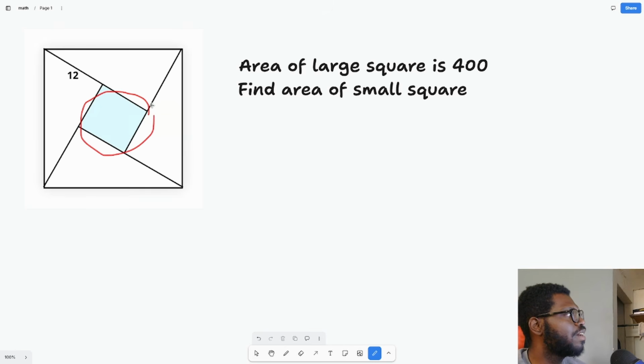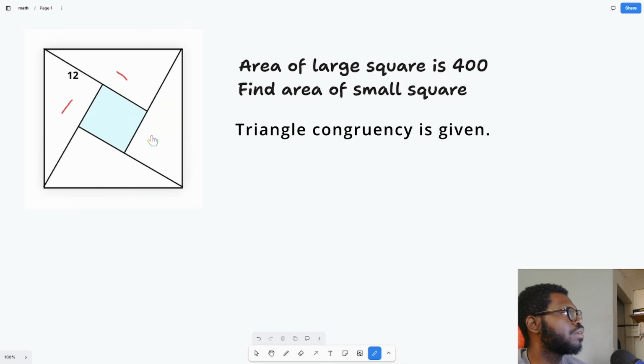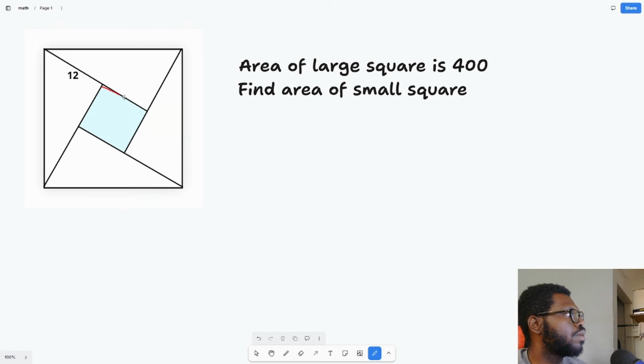How can we find the area of this small square with such little information? We know the area of this large square, which is 400, and the length of this side of this triangle. Each four of these triangles are congruent. We have a small square in the middle.